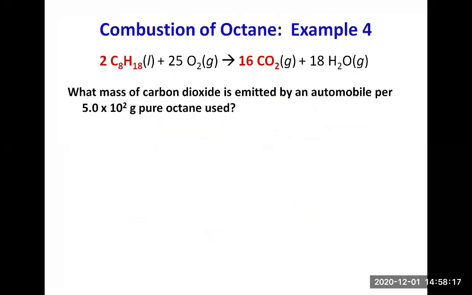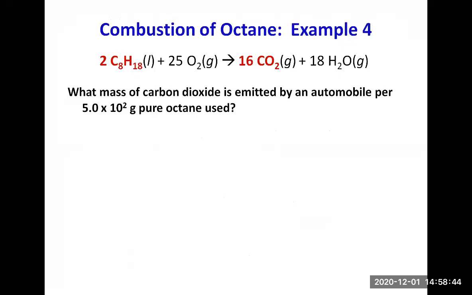Let's go through another example, and we will use the combustion of octane. So you're given the chemical equation that shows how octane burns with oxygen to form carbon dioxide and water. And we have carbon dioxide and water as products because it's a combustion reaction here that burns a compound made of carbon and hydrogen.